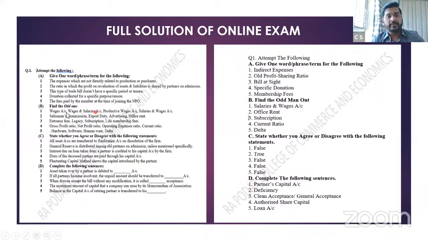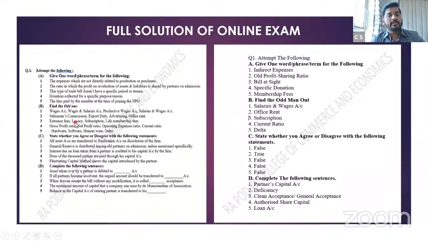Find odd one in this. Odd is salaries and wages. The reason is very simple. It is an indirect expense. All others are direct expenses. If you see wages and salaries, productive wages, all are direct expenses. Salesman's commission, export duty, advertisement, office rent, these all are actually indirect expenses, but office rent is an admin expense, and these 3 are sales promotion expenses. Not in final accounts, but in your analysis of financial statements, administration, selling and distribution and finance costs are separately considered, and hence office rent is the odd one.